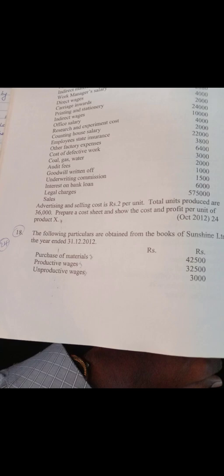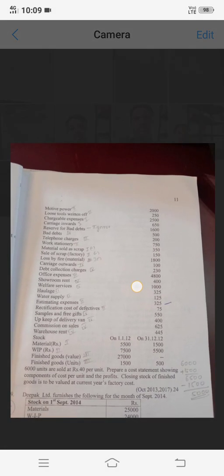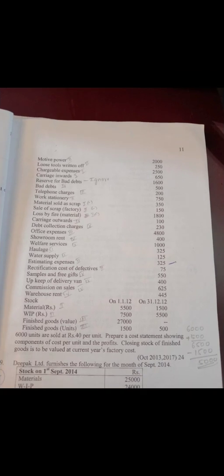So next, we have two columns. The first column is particulars and the second column is rupees. Purchase of materials 42,500, productive wages 32,500, and unproductive wages 3,000. Then motive power 2,000, loose tools expenses 250, carriage inward 2,500, reserves for bad debts. This is a financial expense, so it should not be taken.